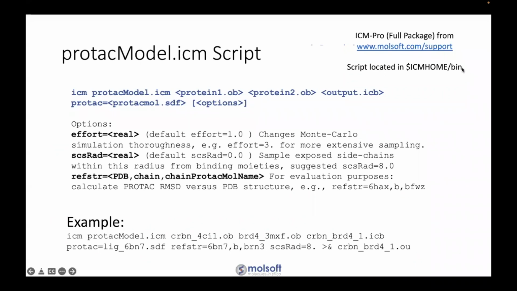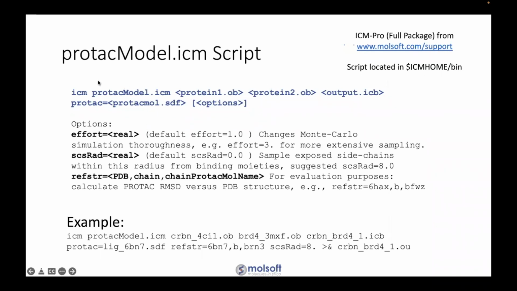In the very latest version of ICM, you'll find this modeling script in the /bin directory of the ICM distribution. So in Windows, for example, in C drive, Program Files, MolSoft, ICM-Pro, there's a directory called bin. You find it there. If you haven't got the very latest version, I sent the script by email yesterday.